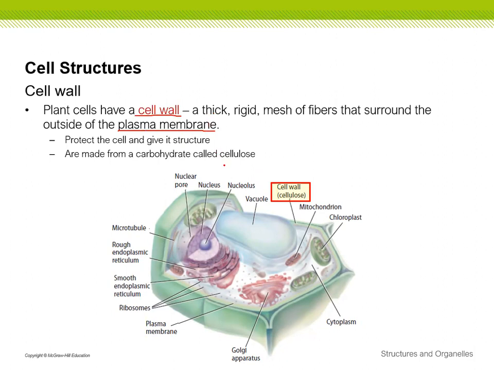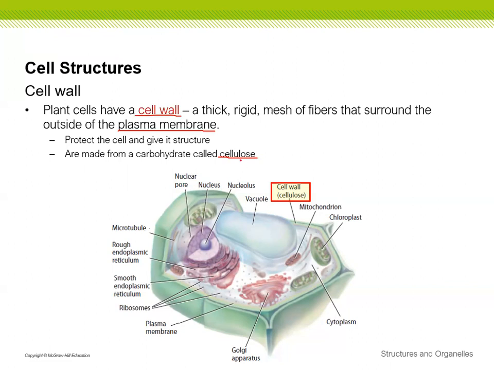Plants need to grow tall. They need to be sturdy. They need to be able to stand up against wind, animals stepping on them, stuff like that. They have to support their own weight. So cell walls help give them structure, and it's made of cellulose. Has anyone seen that word before?